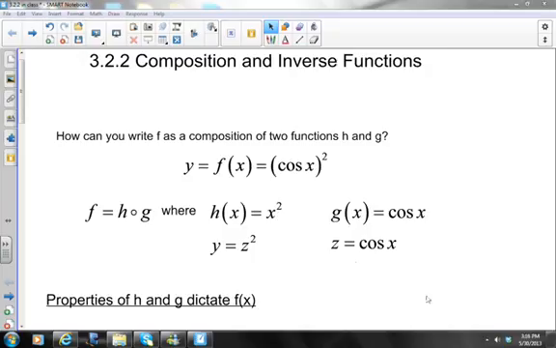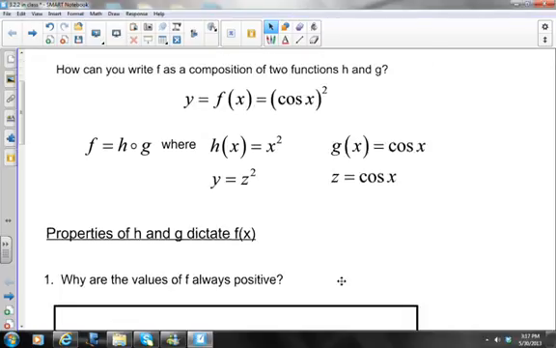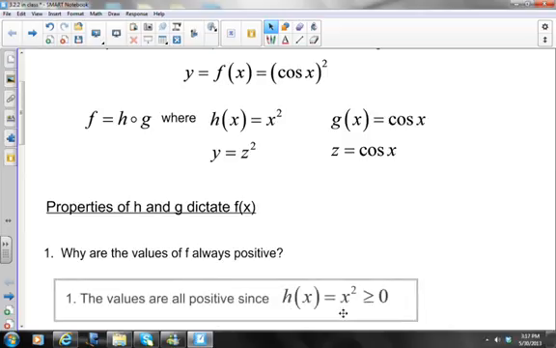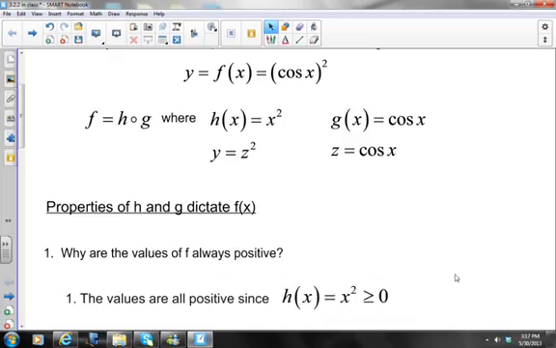Well, of course, if we simply let h of x equals x squared and g of x equals cosine of x, then we'll get that h composed of g is equal to f of x. Now, the one nice thing about this is that the properties of each individual function actually dictate the properties of the composition function f. So the first question is, what is actually controlling why all the values of f are always positive? Well, of course, the values are all positive since h of x equals x squared is always greater than or equal to 0.